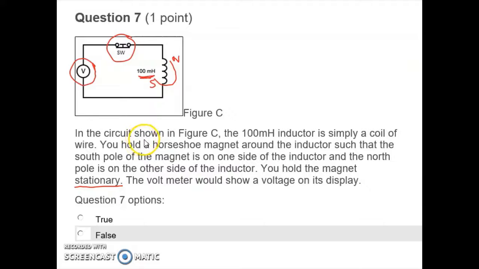True or false, the voltmeter would show a voltage on its display. There is no cutting action here. We have no applied voltage, so therefore there is no current, and so the answer is false. The voltmeter would not show a voltage on its display.